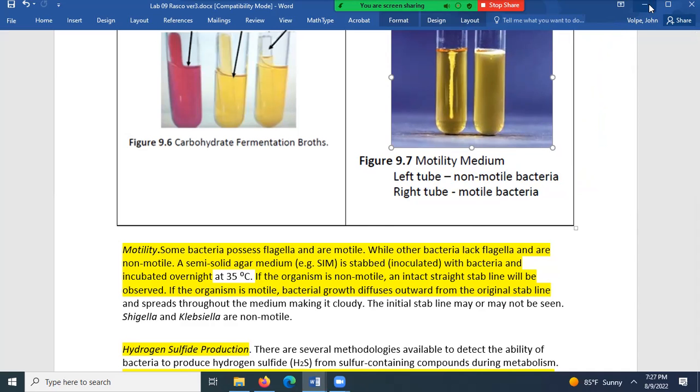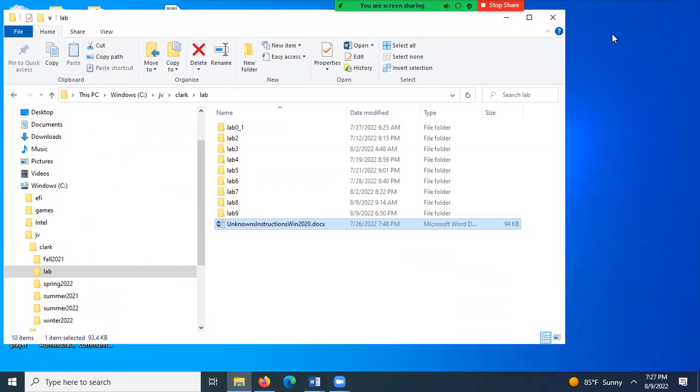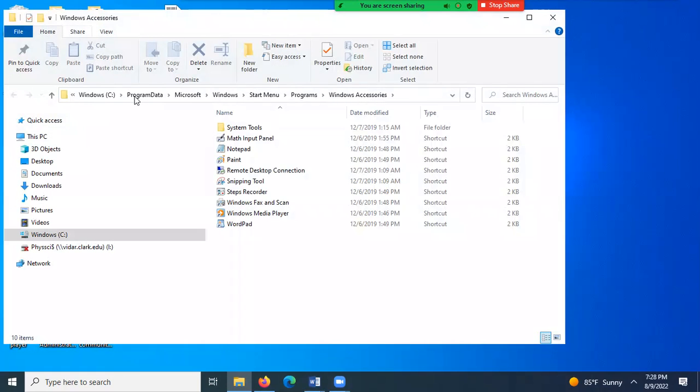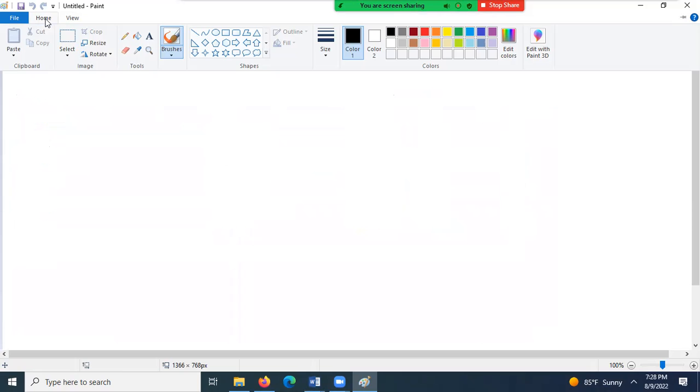It doesn't have to be very motile. It can be slightly motile and still be motile. If it's slightly motile, it will grow from the stab.